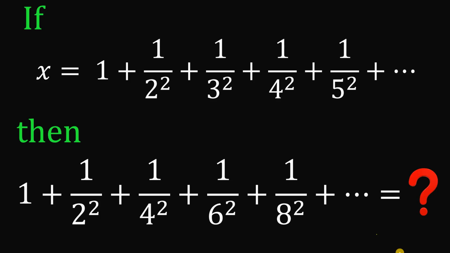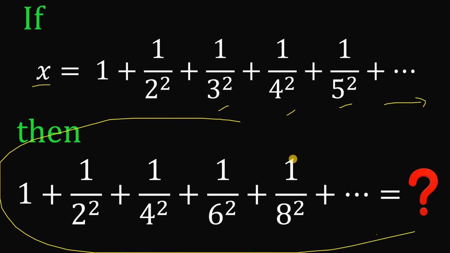Can you solve this math challenge? Here's the question. If x equals 1 plus 1 over 2 squared plus 1 over 3 squared plus 1 over 4 squared plus 1 over 5 squared and so on and so forth, then what is the value of this expression in terms of x?